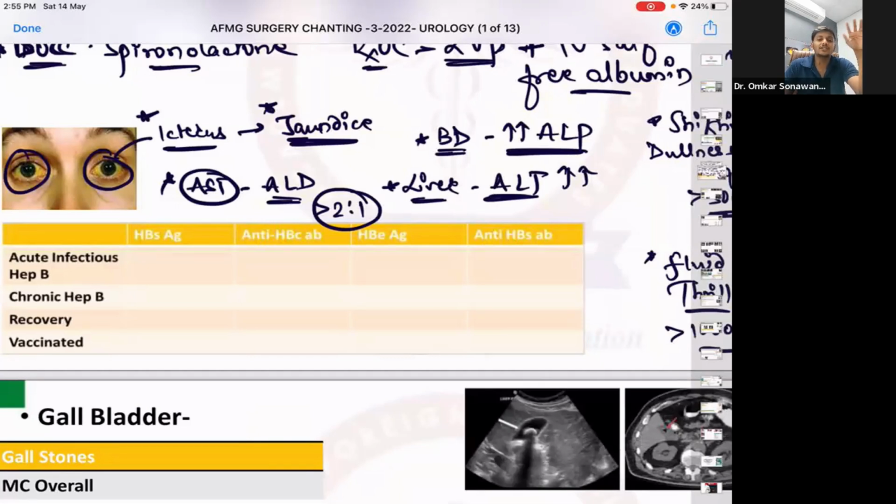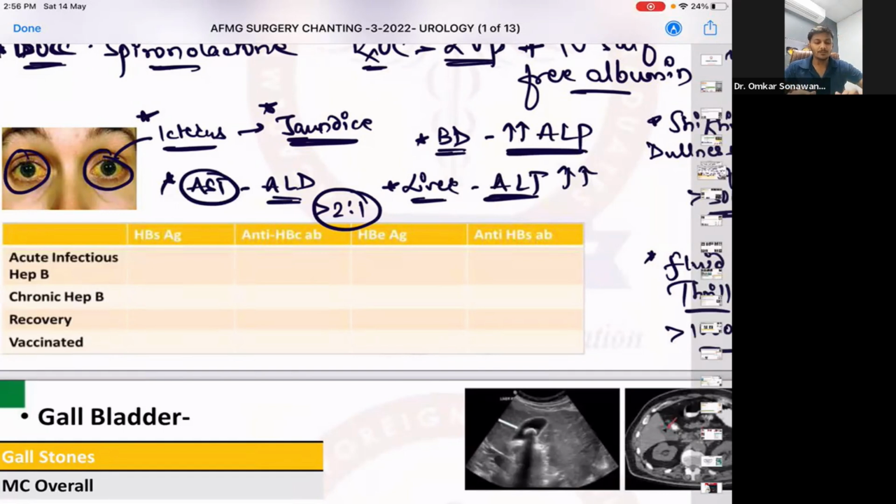Very good. It is micronodular cirrhosis. Less than 3 mm nodules are seen on the liver surface. In alcoholic liver disease, micronodular cirrhosis is usually seen in the patient. Yaad rakh lo ye, important hai. And the treatment of choice is definitely liver transplant in cases of cirrhosis.